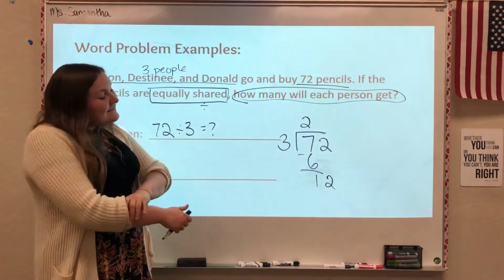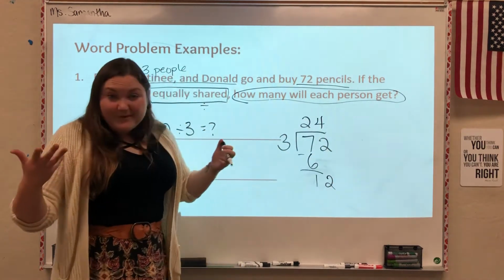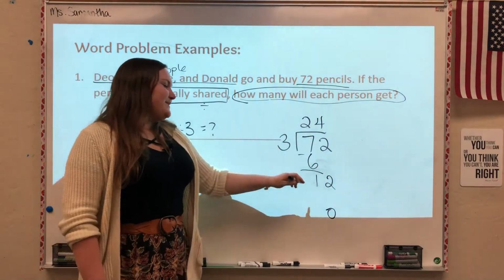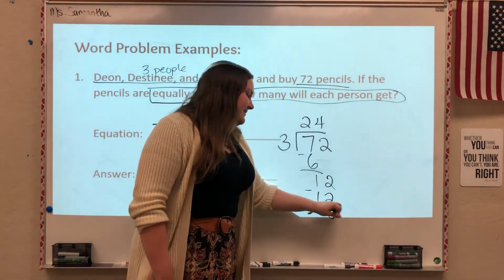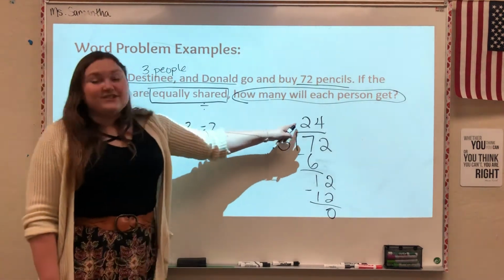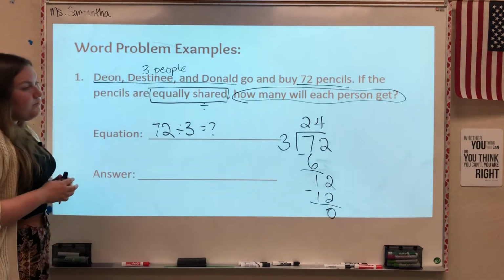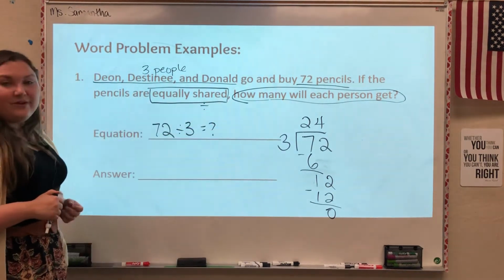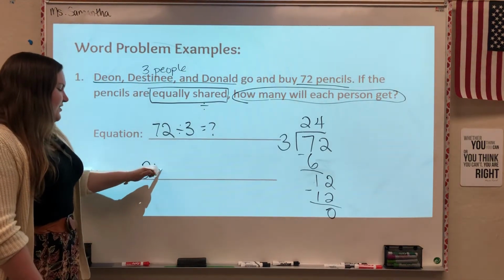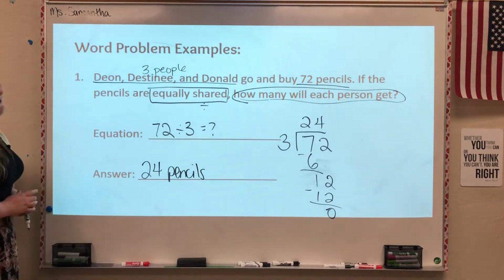We divide again, so we say 3 goes into 12 4 times. There's no remainder, so I can just go ahead and say 0, or you can say 4 times 3 is 12 and subtract to show that the remainder is 0. Either way, when we divide, we get the answer is 24. Well, what is 24? What does that represent here? Well, we were trying to answer the question, how many will each person get? So that 24 means we could say each person gets 24 pencils. So that would be our answer for this question.